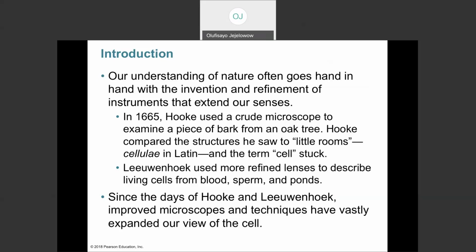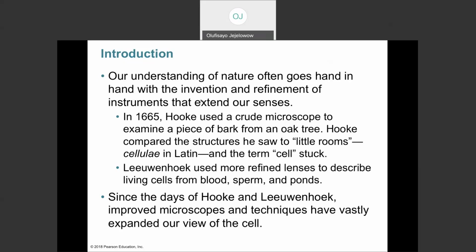His associate, Leeuwenhoek, then used even more refined lenses to describe living cells. He studied blood cells, sperm cells, and the cells of various organisms that live in ponds, where he would take samples of the pond water and observe them under the microscope. He even observed living organisms inside his own mouth, his oral cavity.